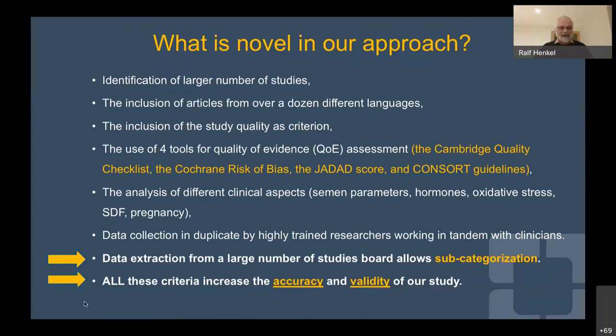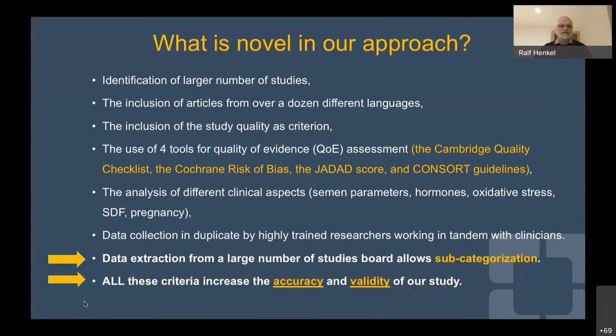And then in the end, the data collection is done in duplicate by highly trained researchers working in tandem, so that we really get confirmation if there are some problems or issues or discrepancies. And then with clinicians, so that you have the researchers on the one hand, plus the clinicians, get confirmation and include or exclude the relevant studies.